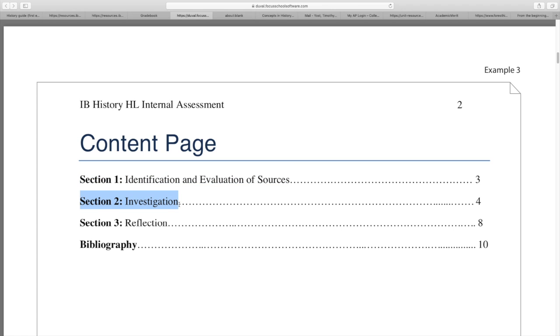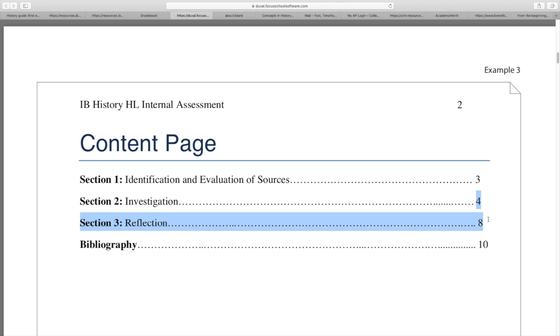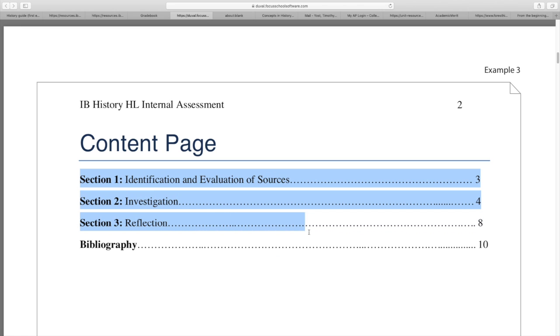Section 2 is the investigation part, and as you can see, it is the longest part of the paper. And then finally, you have the reflection. This is where you personally talk about what you went through and what you learned about what it's like to be a historian. And if you do not have these 3 elements in your paper, then you need to do a significant revision. And then finally, you have your bibliography, which is very necessary.